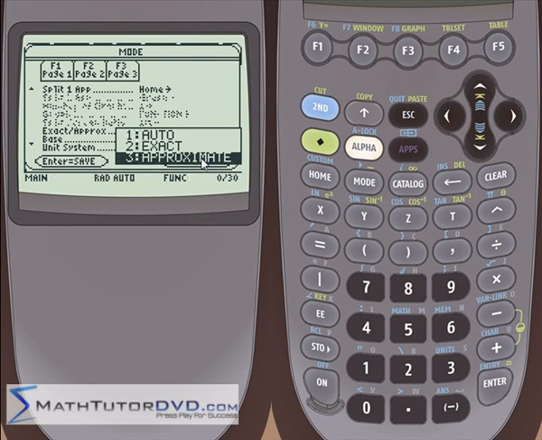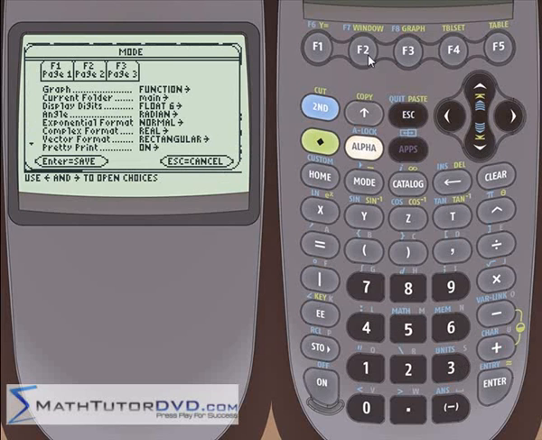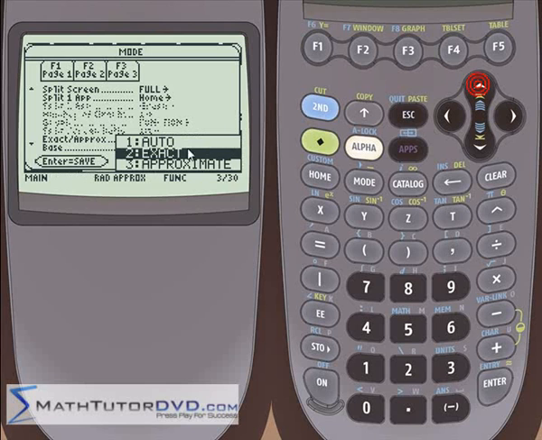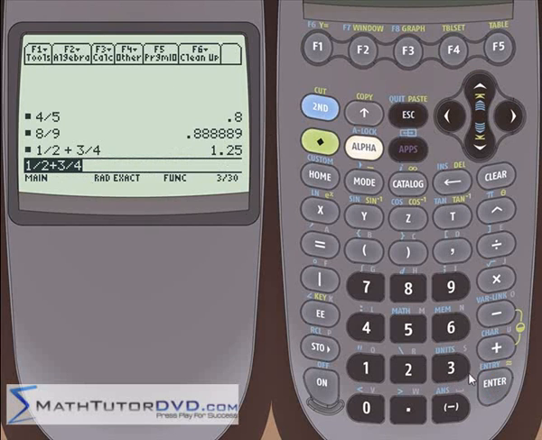If I put the calculator in approximate mode, then it's going to behave like a regular calculator. 4/5 is going to return a decimal. 8/9 is going to return a decimal. So if you take 1/2 plus 3/4, then you're going to get decimals everywhere, and you're going to get 1.25. But if you go back into the mode menu to page 2, and we're in approximate right now, and if you go to the exact mode, it's going to force the calculator to treat this and keep an exact answer for you. And so you're going to get a fraction back.